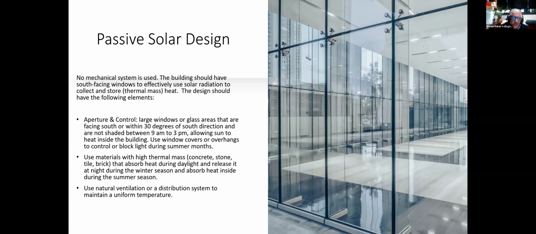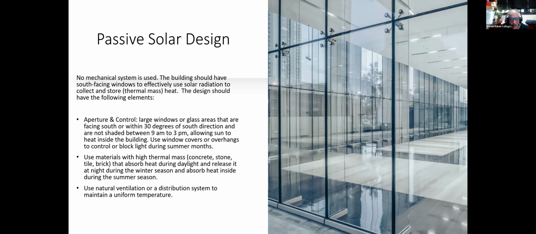The building should have south-facing windows to effectively use solar radiation to collect and store thermal mass or heat. The design should have the following elements: aperture and control, large window glass area that are facing south or within 30 degrees of the south direction and are not shaded between 9 a.m. to 3 p.m. It allows the sun to heat inside the building. Use window covers or overhangs to control or block light during the summer months. As I mentioned, for example, in cold environments where you want to harvest the sun, this is a way to do it.